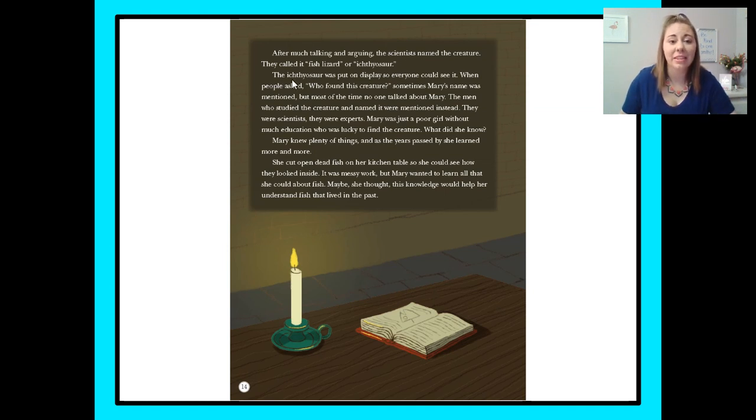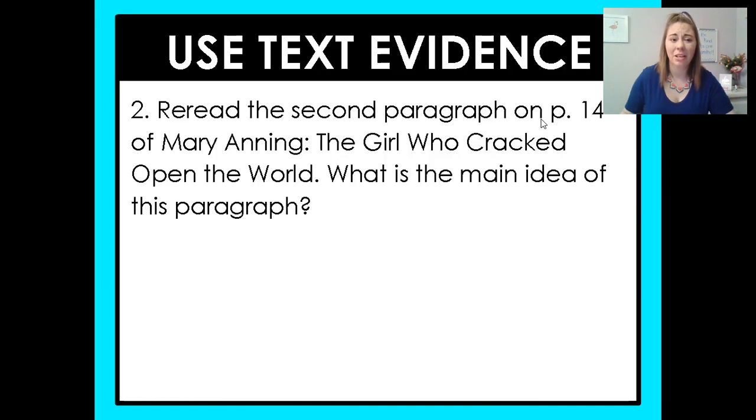So it says, the ichthyosaur was put on display so everyone could see it. When people asked who found this creature, sometimes Mary's name was mentioned, but most of the time no one talked about Mary. The men who studied the creature and named it were mentioned instead. They were scientists. They were experts. Mary was just a poor girl without much education who was lucky to find the creature. What did she know? So back to our question, what is the main idea of the paragraph?